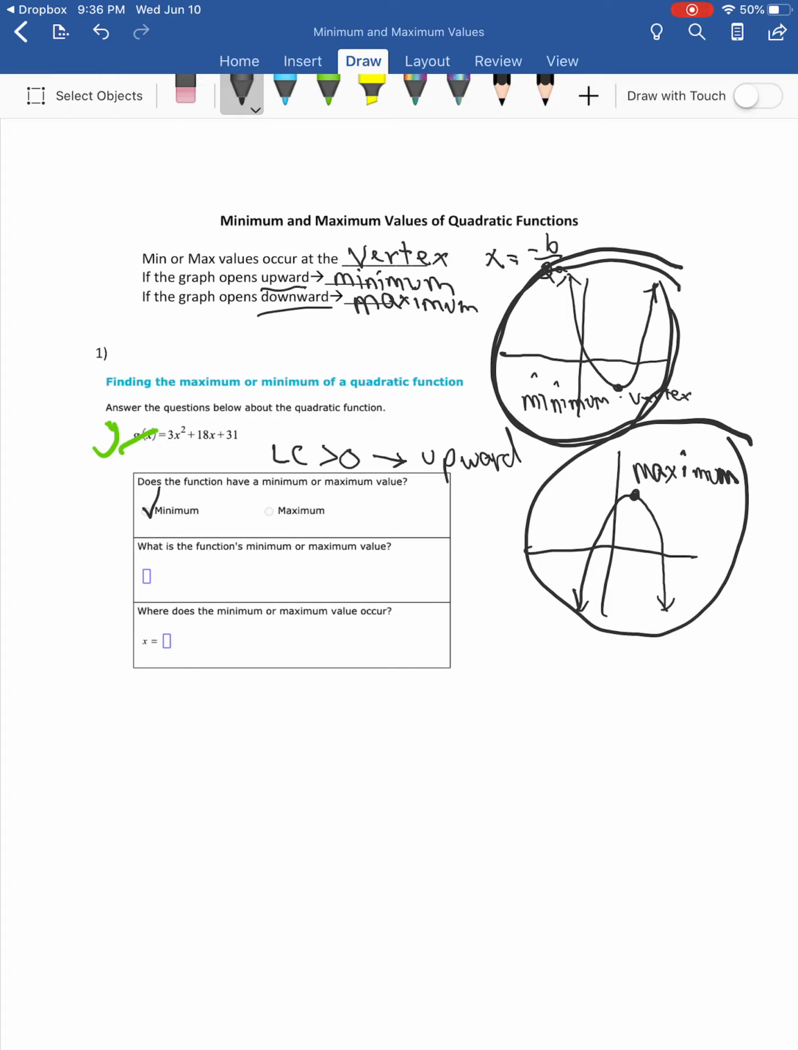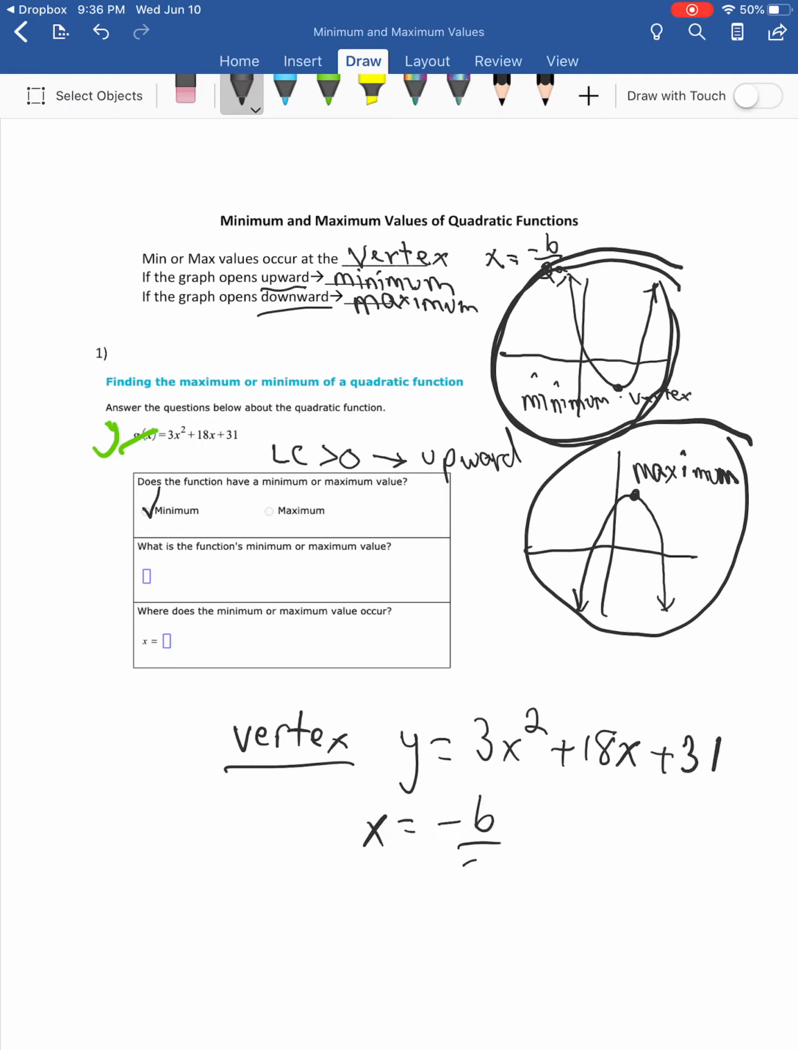What is the function's minimum or maximum value? Where does the minimum or maximum value occur? Okay. So what we're asked to do here is find the vertex to get that minimum or maximum value. So our function is y, I'm using y instead of g of x, 3x squared plus 18x plus 31. And to get that vertex, we're going to use x is negative b over 2a.